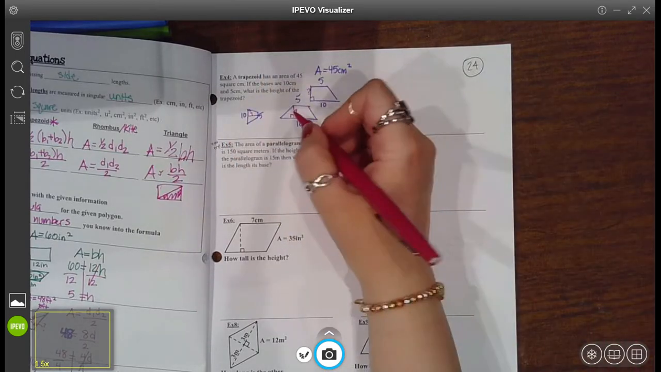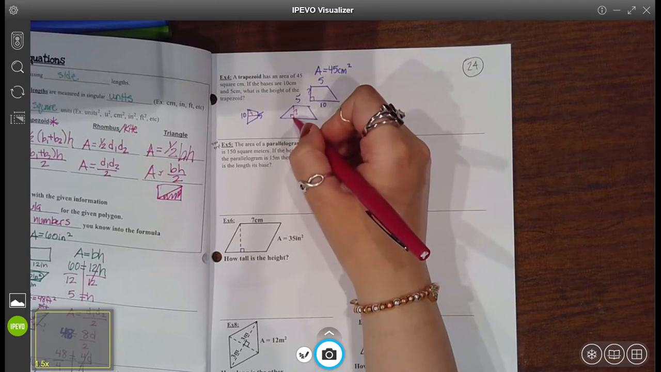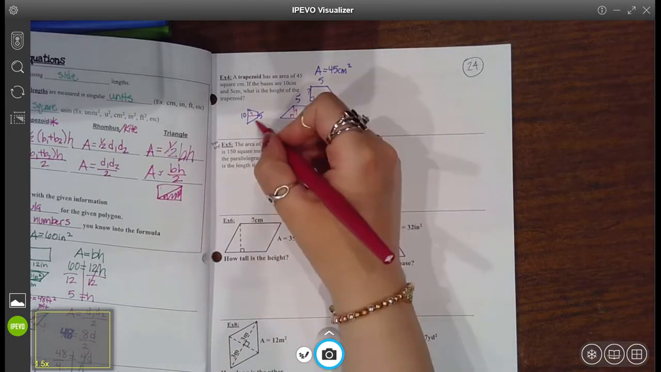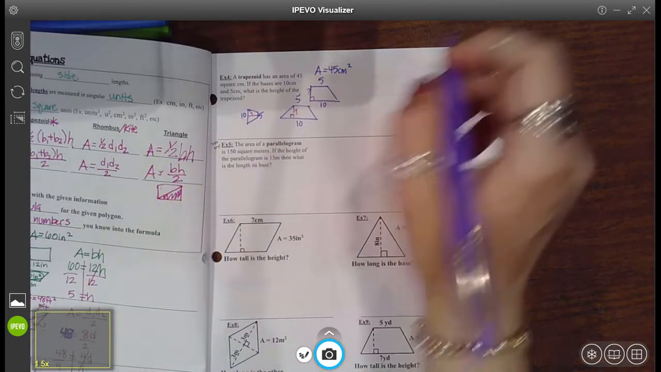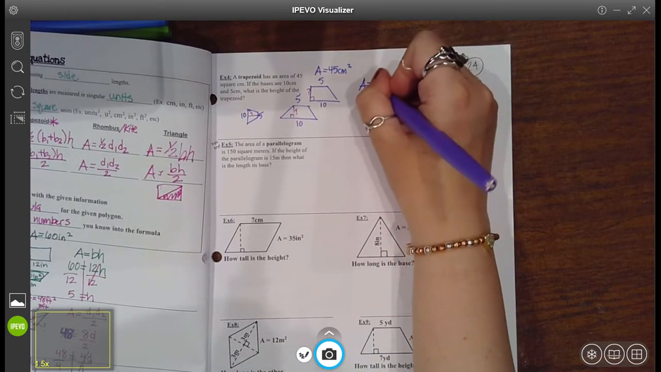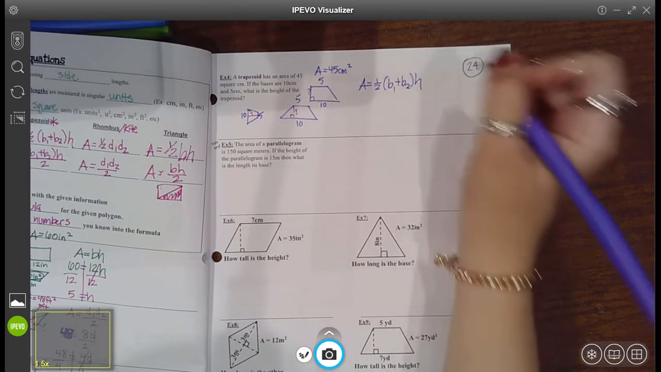So the height is always the perpendicular distance, the vertical straight line that comes down at a right angle, and it separates your two bases from each other. See that pattern? Okay, now that we have my picture drawn, let's go ahead and write out my formula. Area equals 1/2 (base 1 plus base 2) times the height.